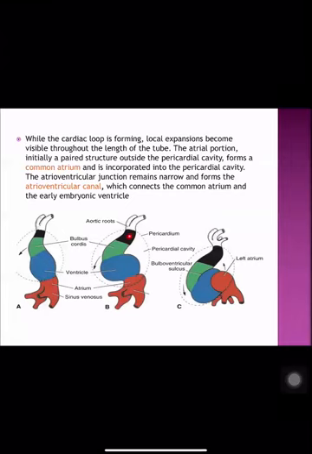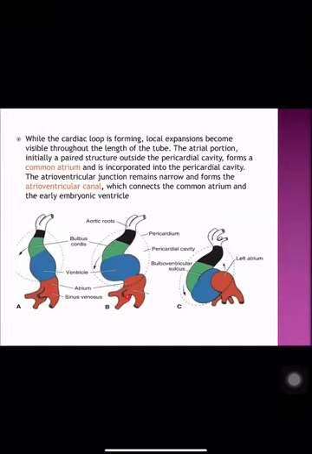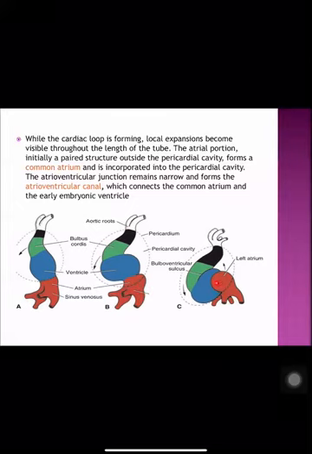Now it begins to loop, with the cranial portion down and the caudal portion up. During this time, there will be formation of local expansions along the tube, beginning with the atrium. Initially, the atrium is just a paired structure lying outside the pericardial cavity. With the looping process, it will become incorporated inside it. The junction between the atrium and the ventricle is narrow, and this will form the atrioventricular canal.